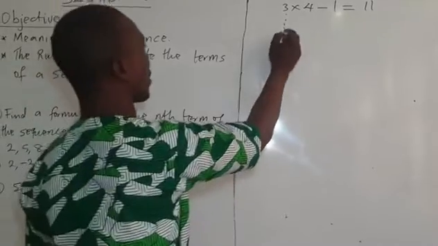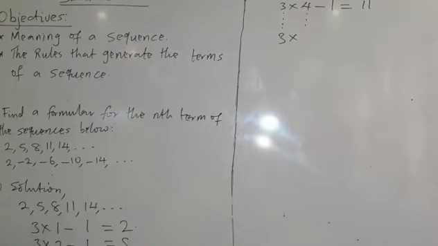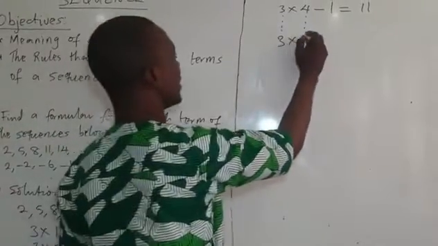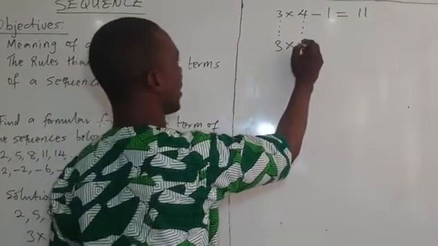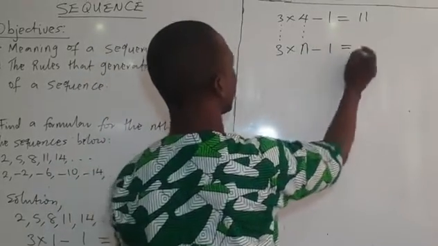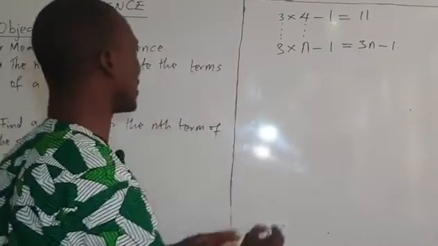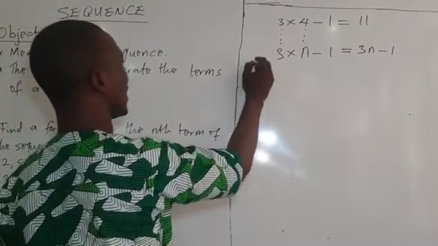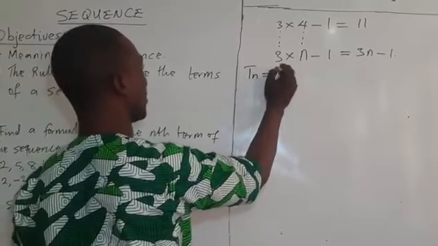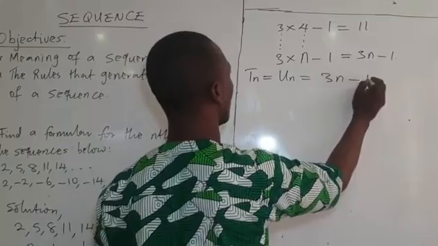So we are going to have 3 multiplied by the set of natural numbers: 1, 2, 3, that is n. We use n for natural number. Then minus 1, which is 3n minus 1. So to represent this, we are going to have tn, or as the case may be, un equals 3n minus 1.